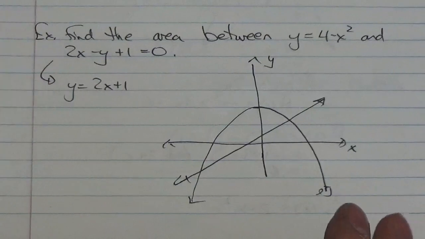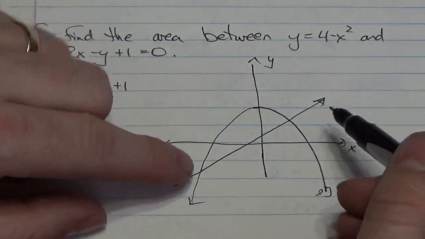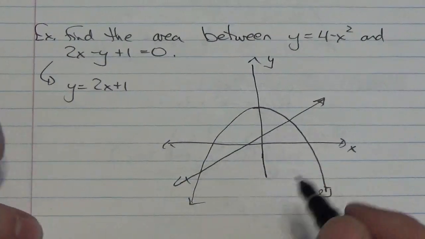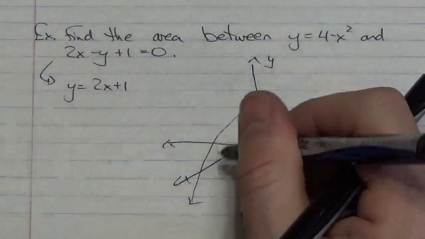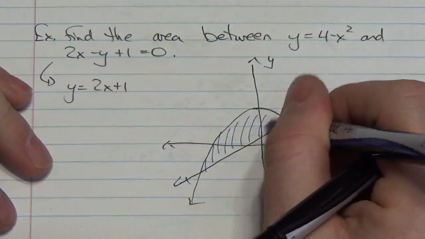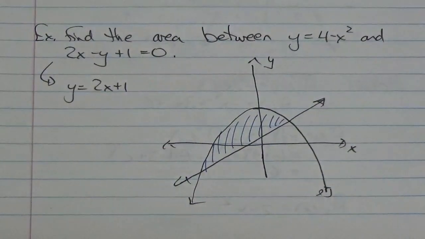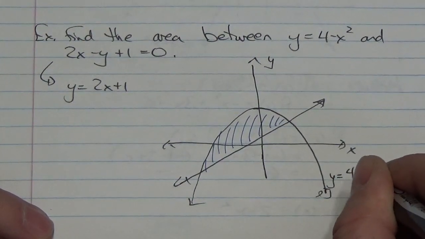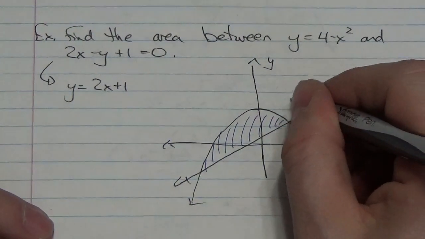Now, what we're looking for is always the finite region. So don't extend this line and then find the area between the line and the curve here. We're really just looking for this piece right here. Okay, we want to find that area. So now, I'll just label the graphs here. This is going to be 4 minus x squared, and up here this is going to be y equals 2x plus 1.